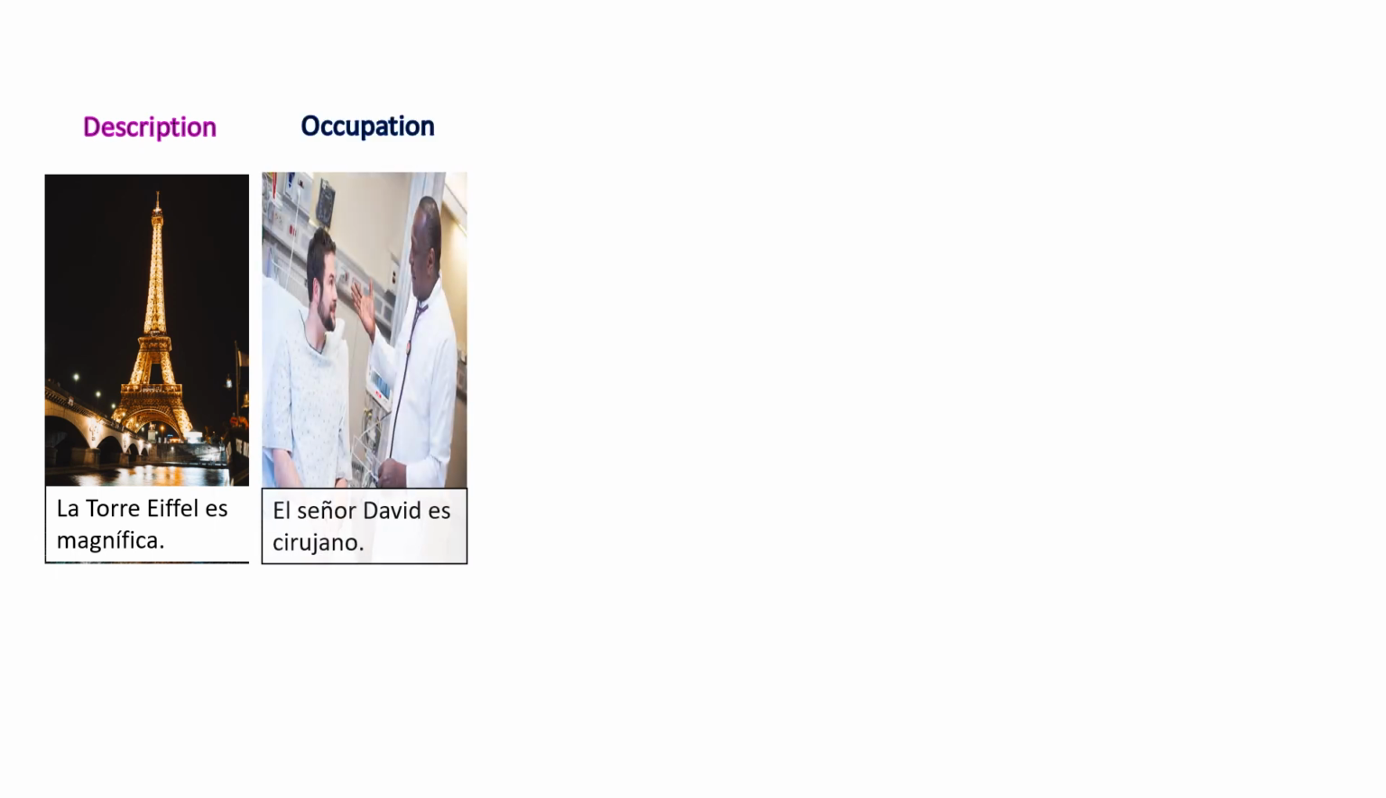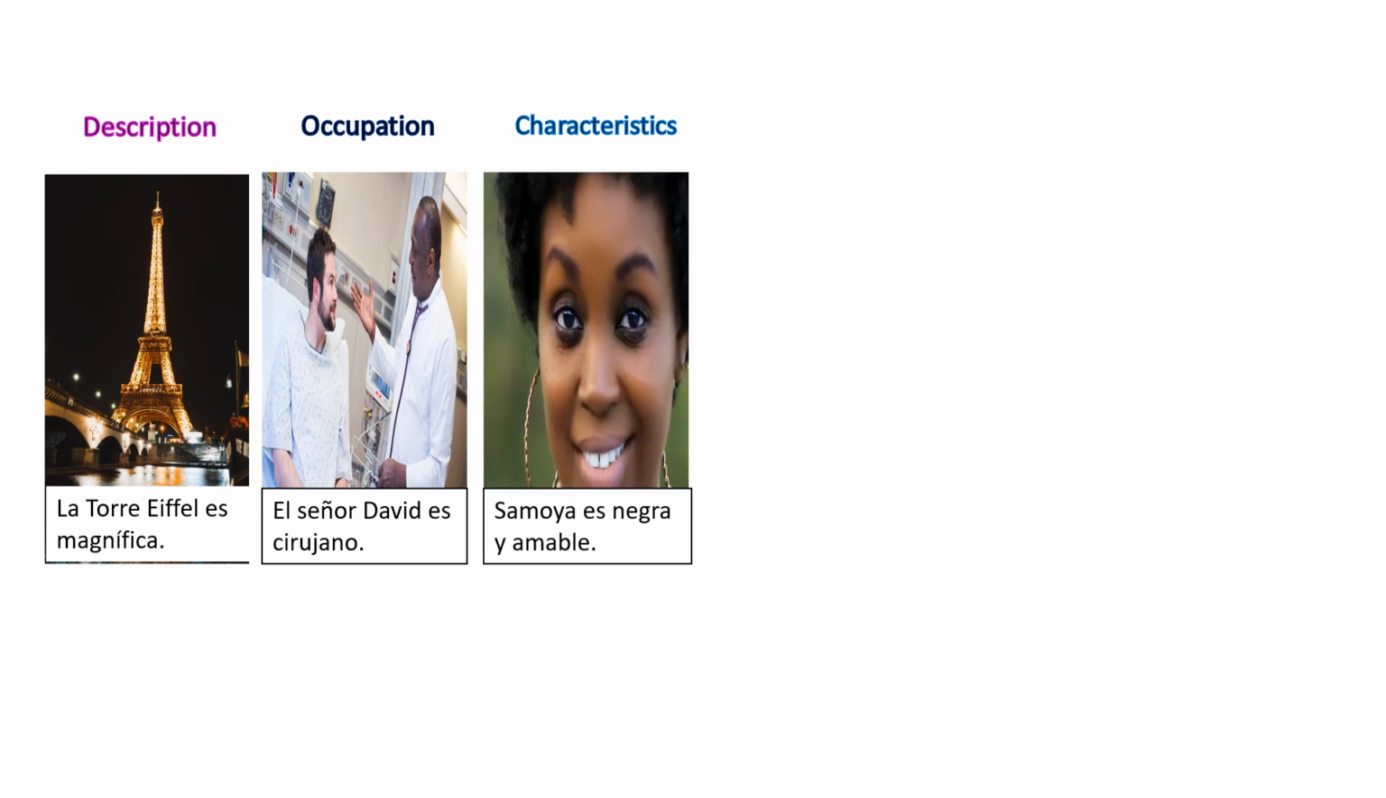Now we're looking at the first letter in the acronym DOCTOR, and that is D, description. For example, you're describing a place. Let's look at this one: La Torre Eiffel es magnífica. Second one, occupation: El señor David es cirujano. The next one, characteristics. Let's look at this example: Samoya es negra y amable.